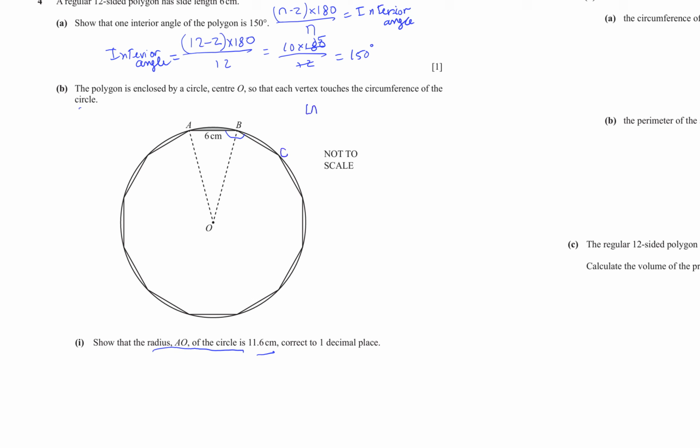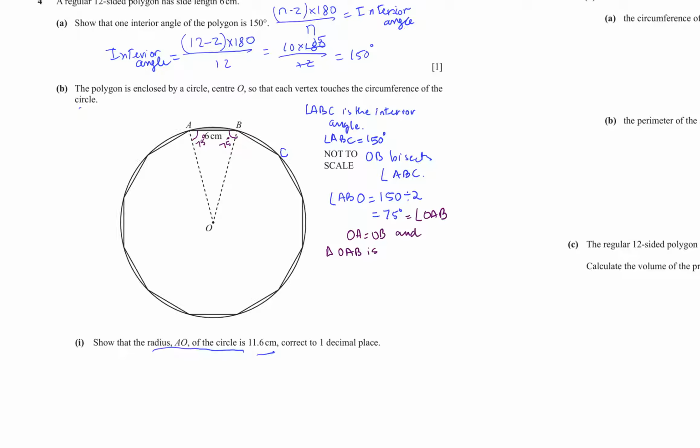So angle ABO I can write as equal to 150 divided by 2, that is 75 degrees. So I can say that this angle is 75 degrees, and that would also be what angle OAB is. That's because OA is equal to OB, and triangle OAB is isosceles.